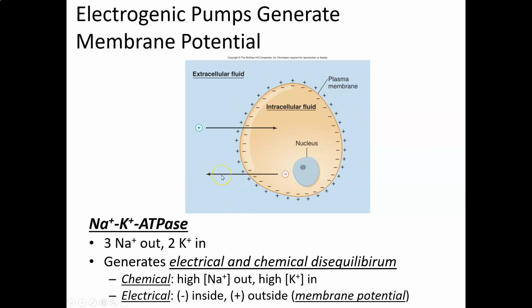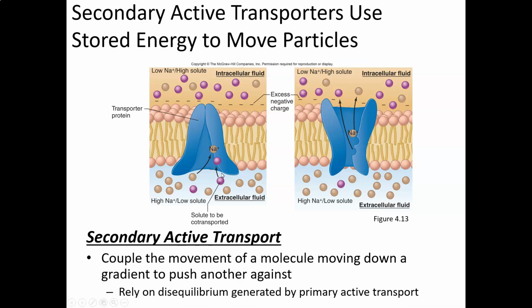Talk more about this phenomenon when we get to the nervous system. The other thing that the primary active transport does is it maintains what's called disequilibrium.